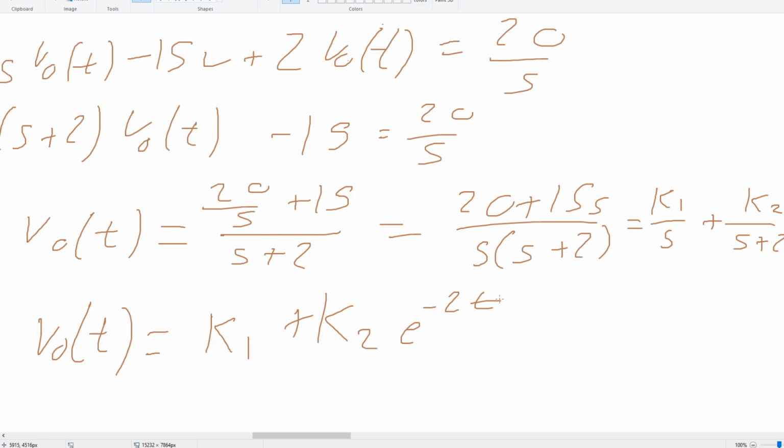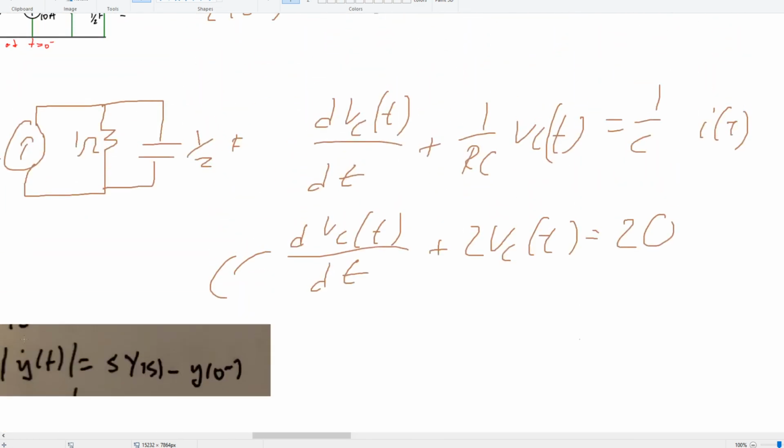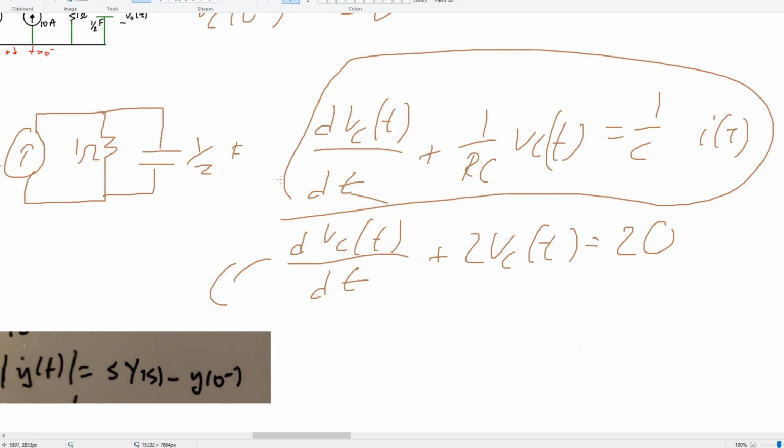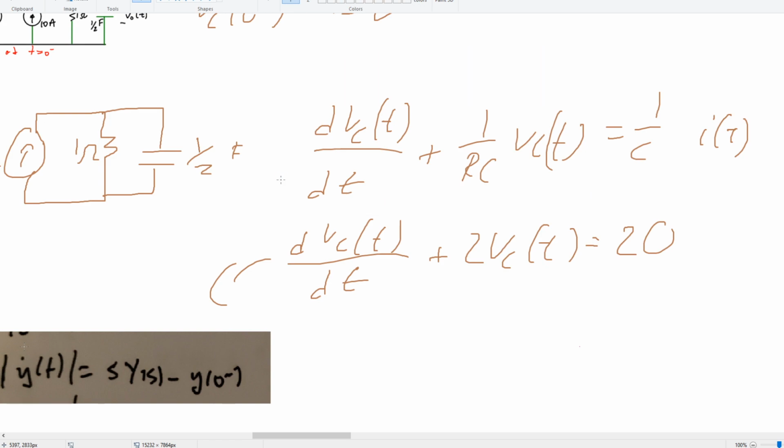It's like a combination of the first problem and the second problem. And I think this one's much easier to do. You just have to remember how to do this transform, right? Okay, fine, you remember this equation, but then you have to know how to do the transform. The transform can be a little bit tough.